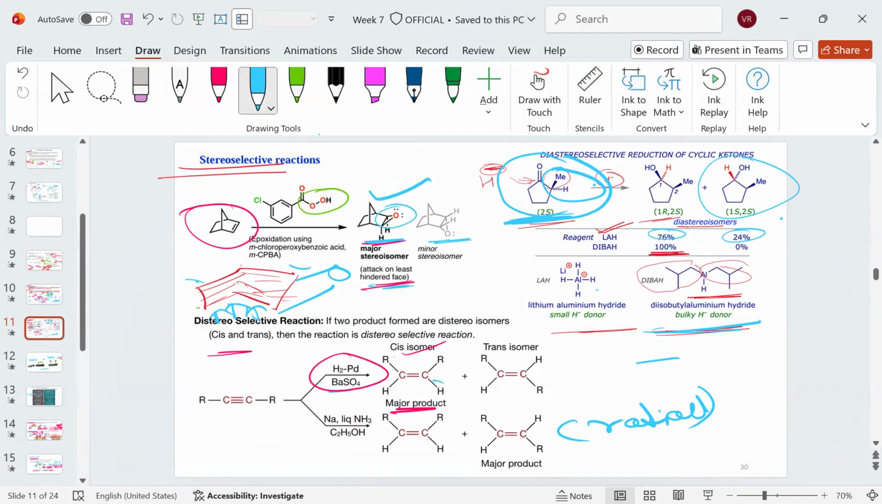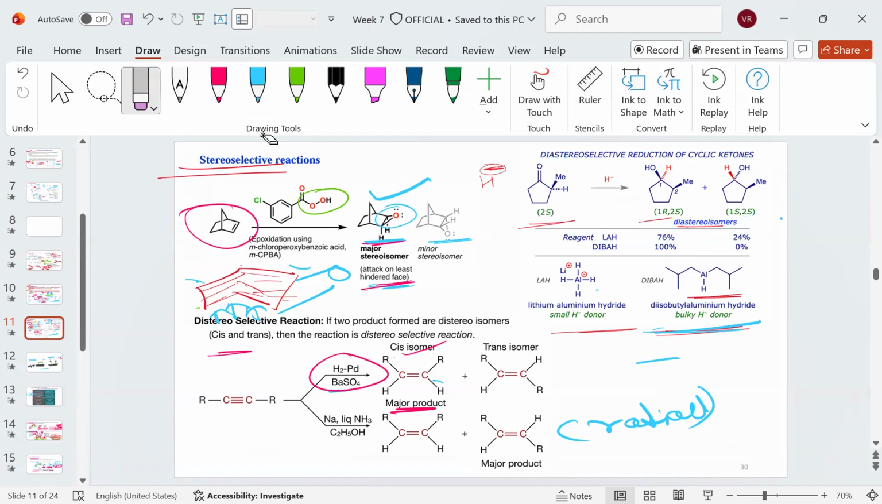Further, we have seen diastereoselective reactions on cyclic ketones, in which, depending upon the bulkiness of the reagent, we can increase the stereoselectivity in the product. In this case, since DIBAL-H is bulkier, the hydride addition mainly takes place from the bottom side, because from the top side there is the bulky methyl group. So the attack from the bottom side is preferred, and therefore we get nearly 100% formation of the product in which the hydride attack takes place from the bottom side. This is also an example of a diastereoselective reaction.